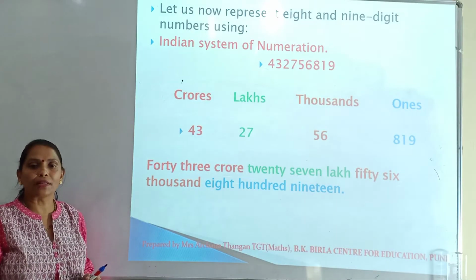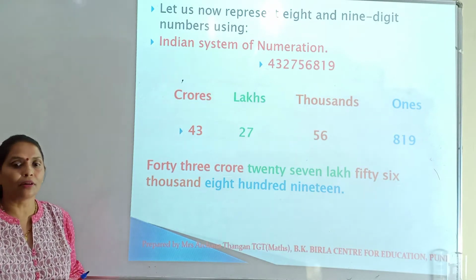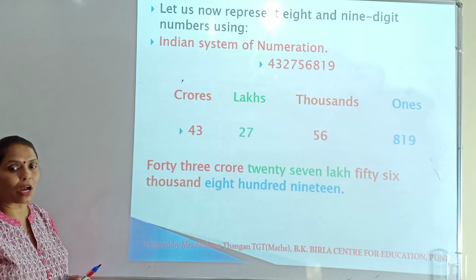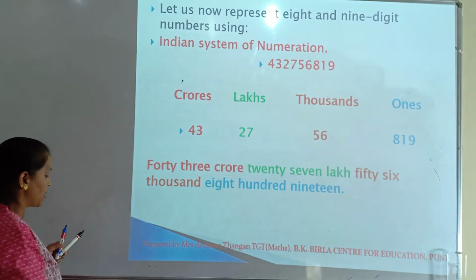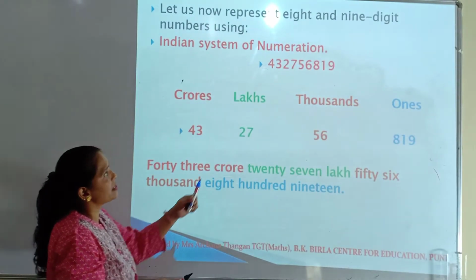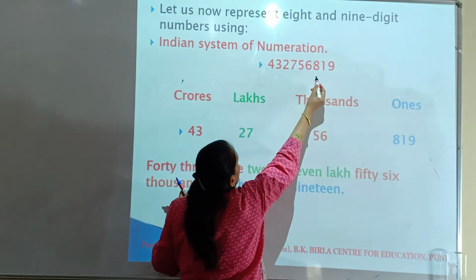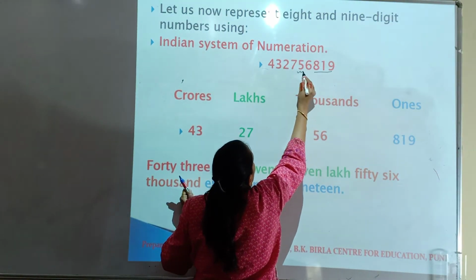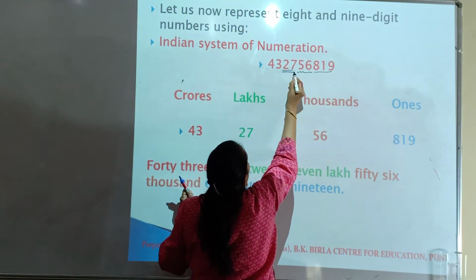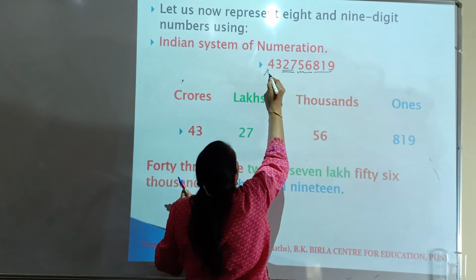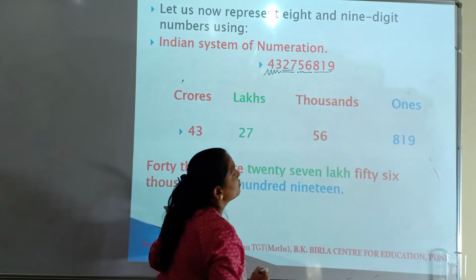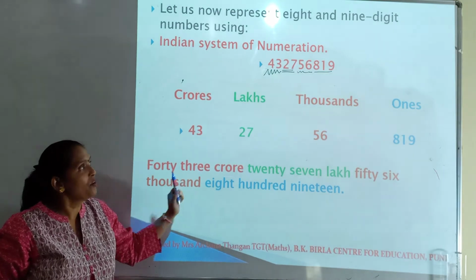Let us now represent 8 and 9 digit numbers using the Indian place value chart. So first we have to make groups. We have to divide this number into groups. This is the first group, this is the second group, this is the third group, and this is the fourth group. So we divided this number into 4 groups.